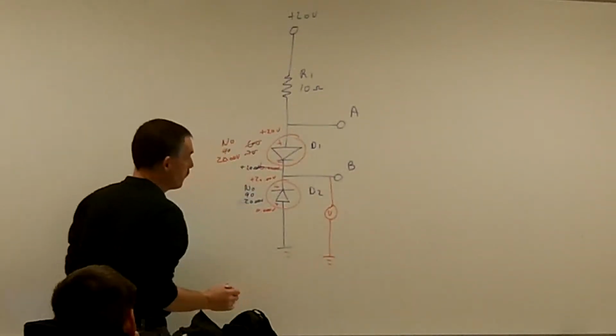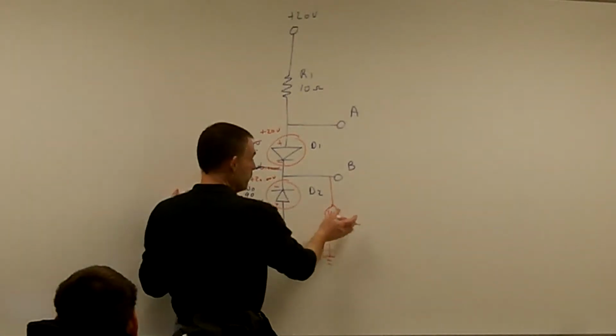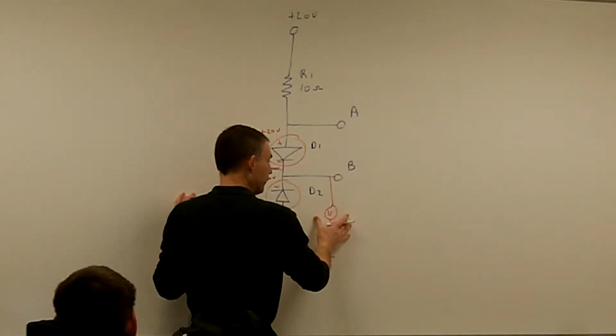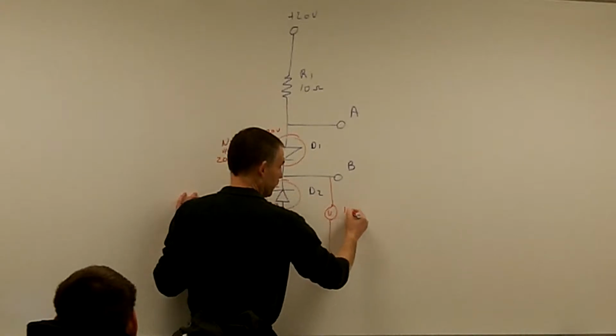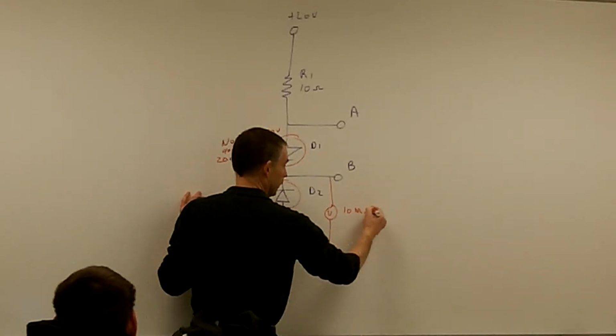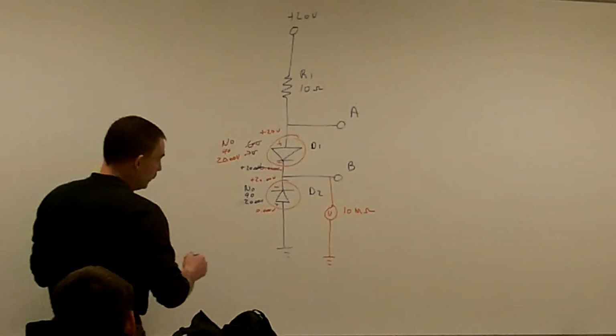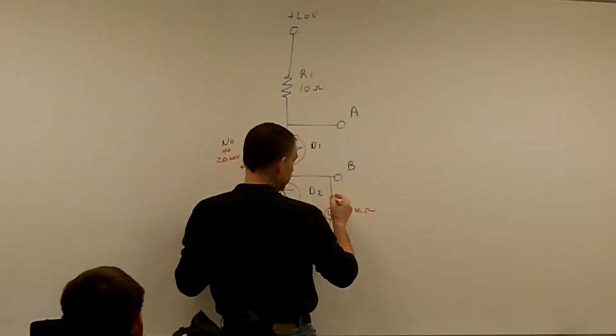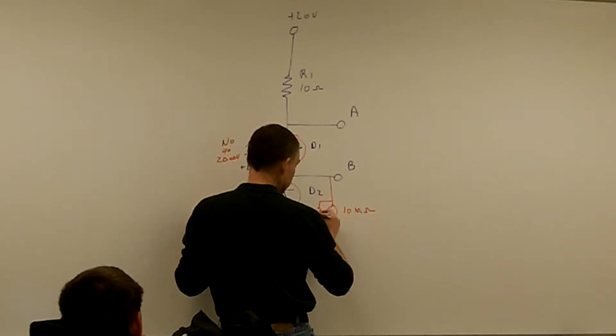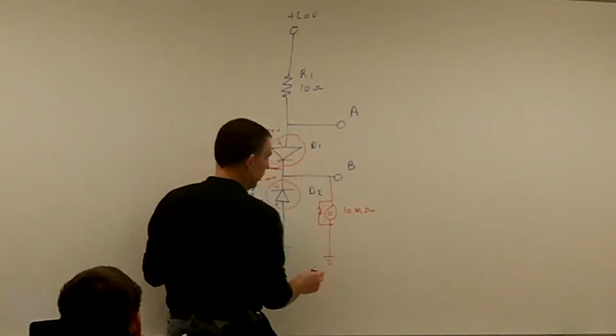Here's my voltmeter. And remember, a voltmeter has resistance, approximately 10 megaohms. So it's basically looking like that meter has some resistance in there.